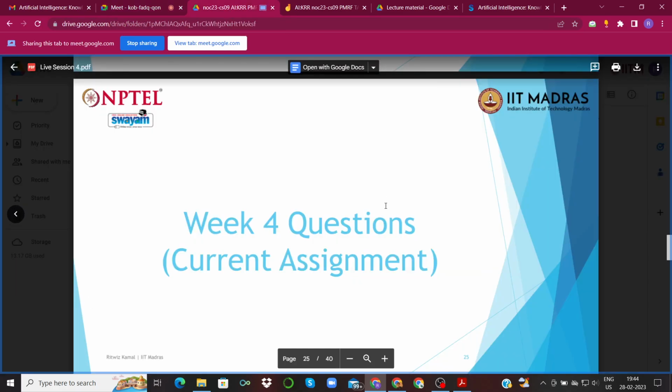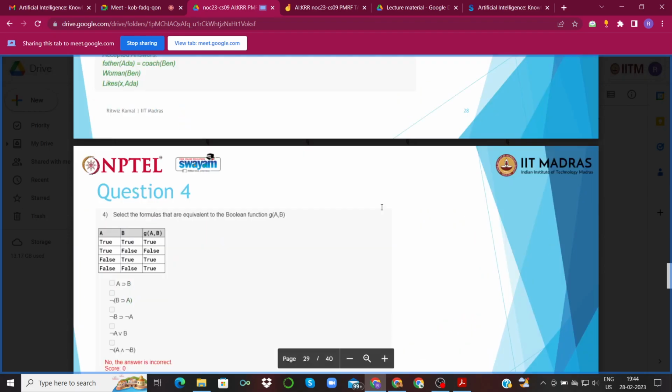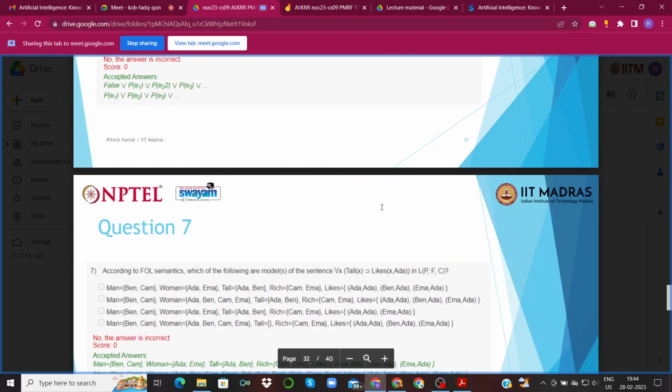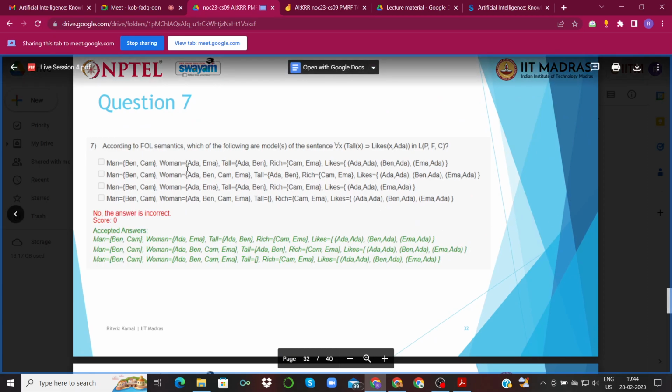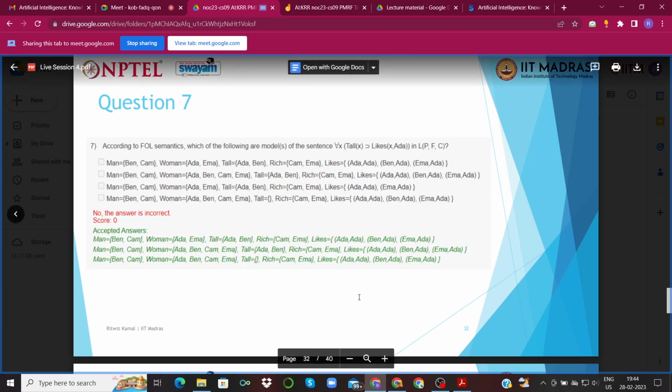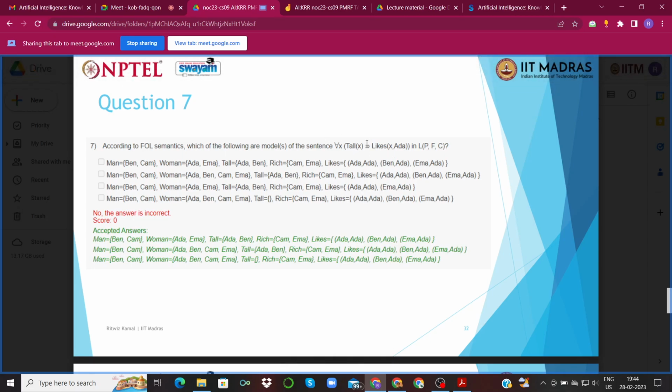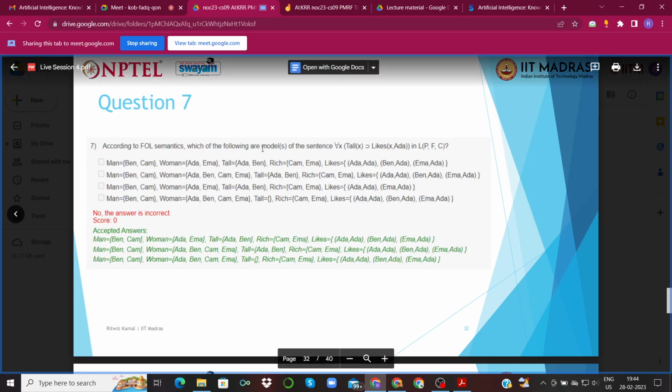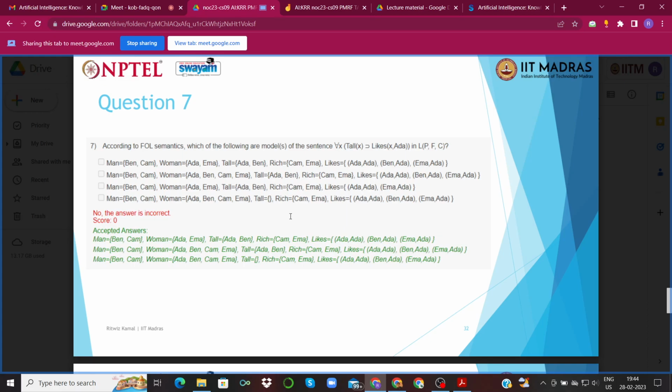Okay, I remember that there was one request to discuss questions 7 and 8, so maybe I'll go through that. Question 7 asked, according to FOL semantics, which of the following are models of the sentence: for all x, tall x implies likes x comma Ada? So here basically what you have to look at is whether this universal quantifier or this implies is being violated or not, and whether that corresponding thing that you have is a model or not.